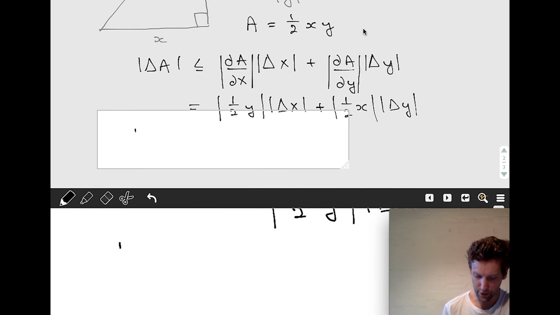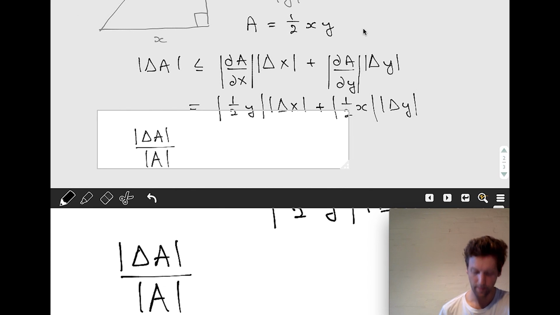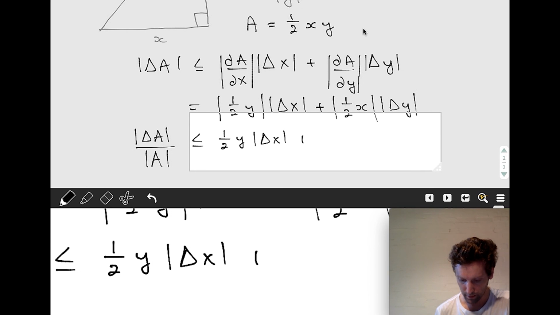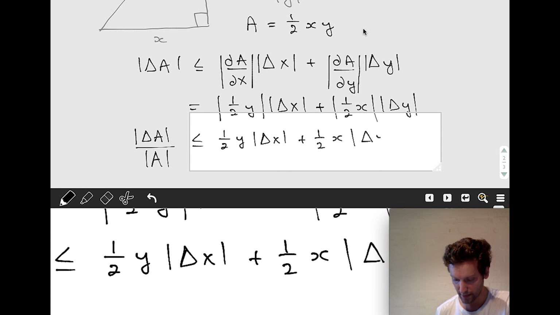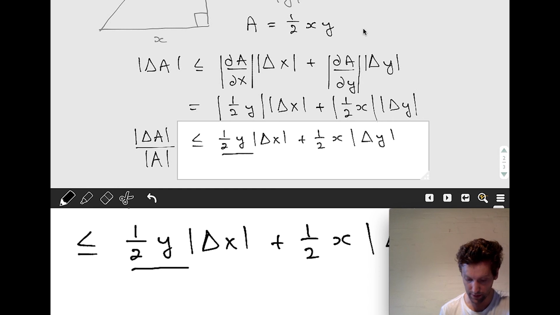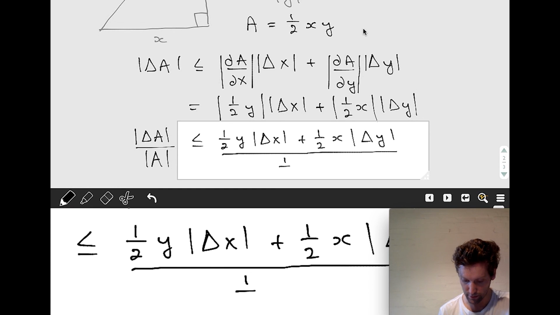So we're looking for the ratio of the error in A divided by A itself. So we saw that that was less than or equal to 1/2 times y. y is a positive number there, so I don't have to worry about the absolute value symbol. Delta x could be positive or negative, so let's keep that absolute value symbol there. Plus 1/2 x, x is also a positive number, it's a length, so that can be taken outside of the absolute value symbol. Delta y can be positive or negative. I'm going to divide this whole thing by the area. So the expression for the area was 1/2 x times y.